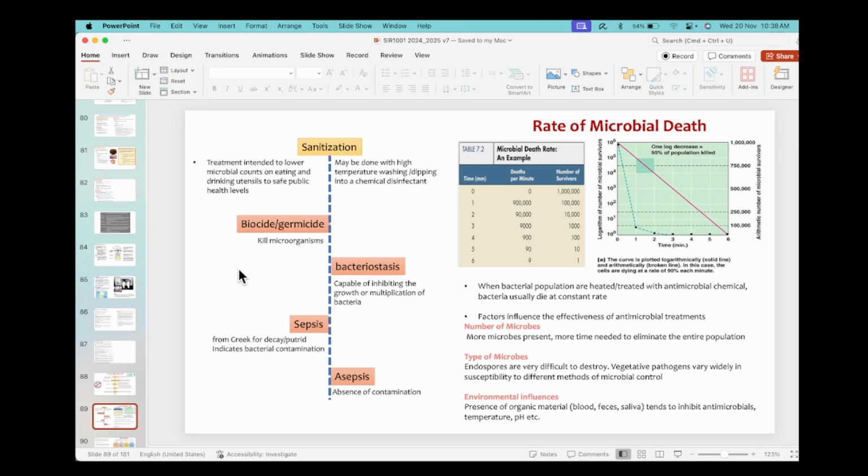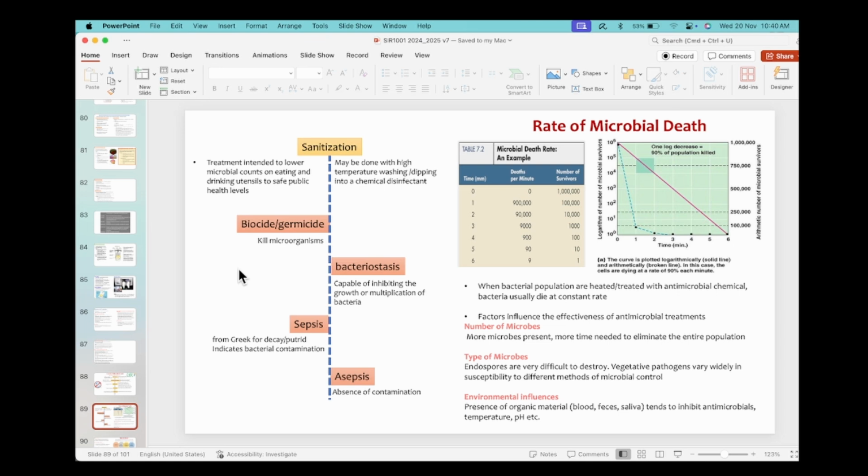Then for all these antimicrobial treatments, what are the factors that affect them? Number of microbes, type of microbes, and environmental influences. Of course this is very logical. The more bacteria in your initial sample, the higher the chance that you will have bacteria left over after the sterilization step. The types of microbes matter too; of course, endospores are difficult to destroy.